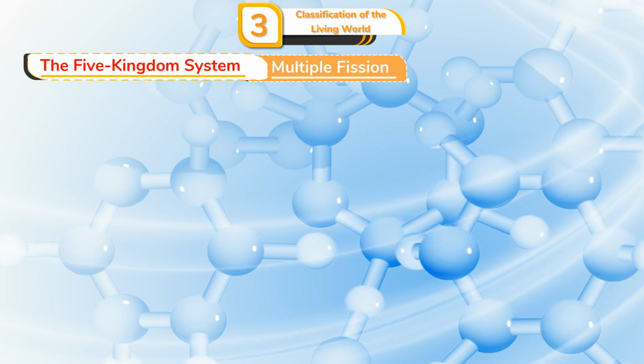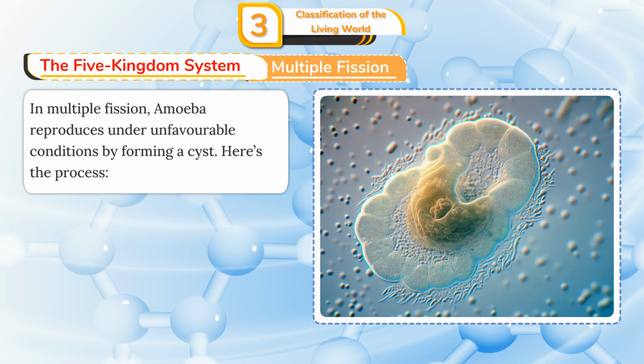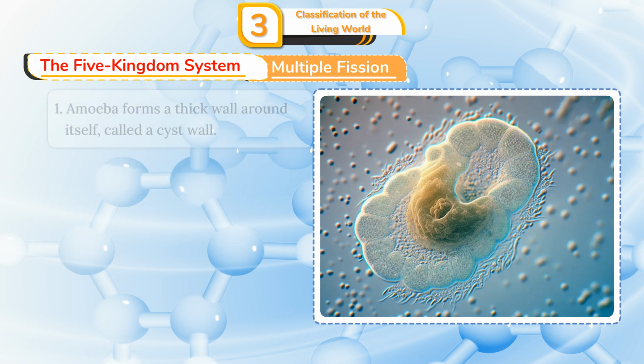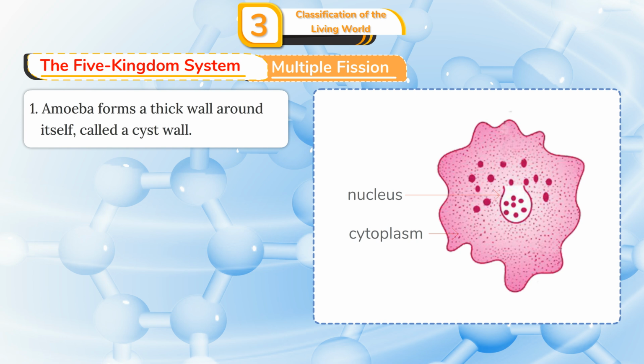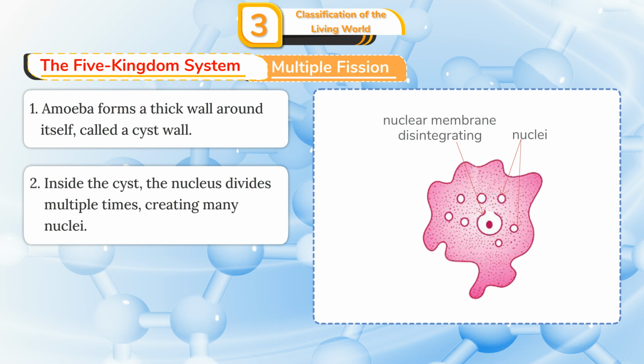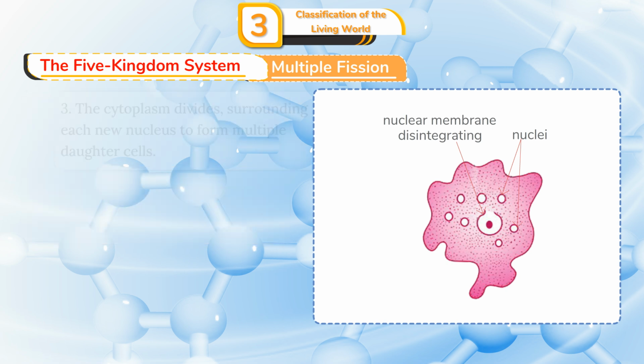Multiple fission. In multiple fission, amoeba reproduces under unfavorable conditions by forming a cyst. Here's the process. 1. Amoeba forms a thick wall around itself, called a cyst wall. 2. Inside the cyst, the nucleus divides multiple times, creating many nuclei.